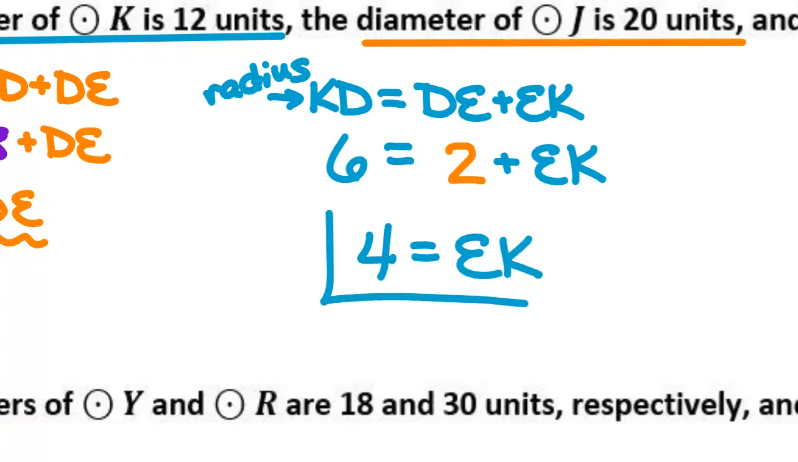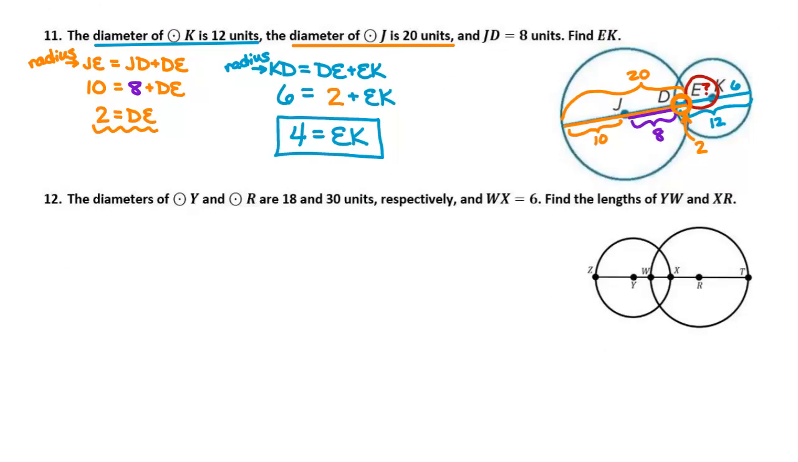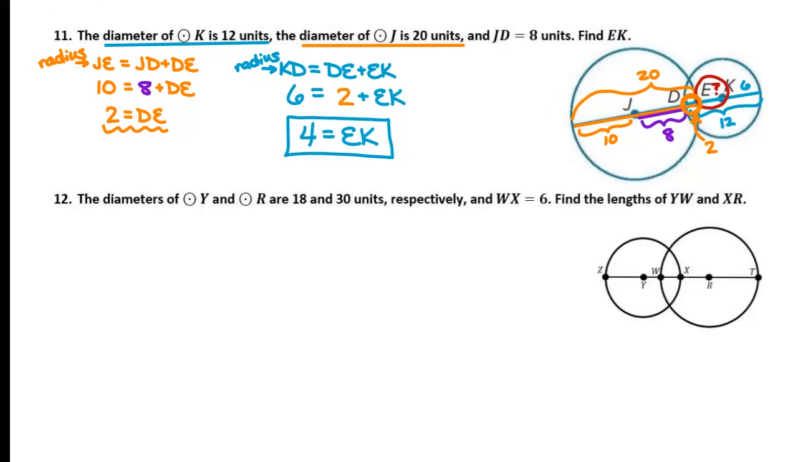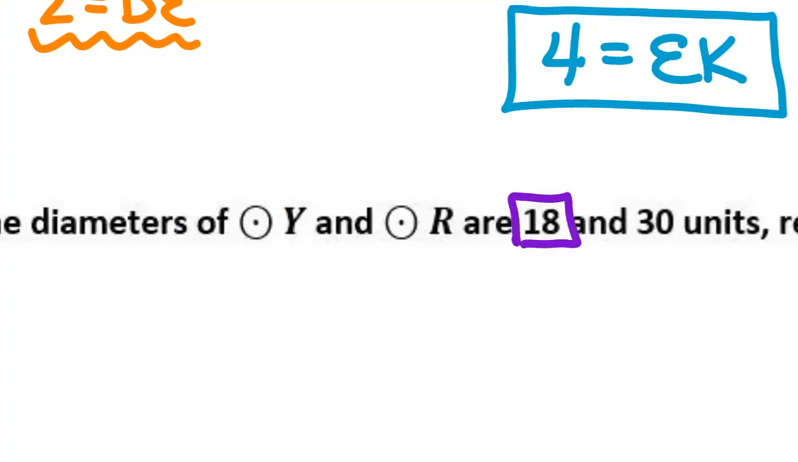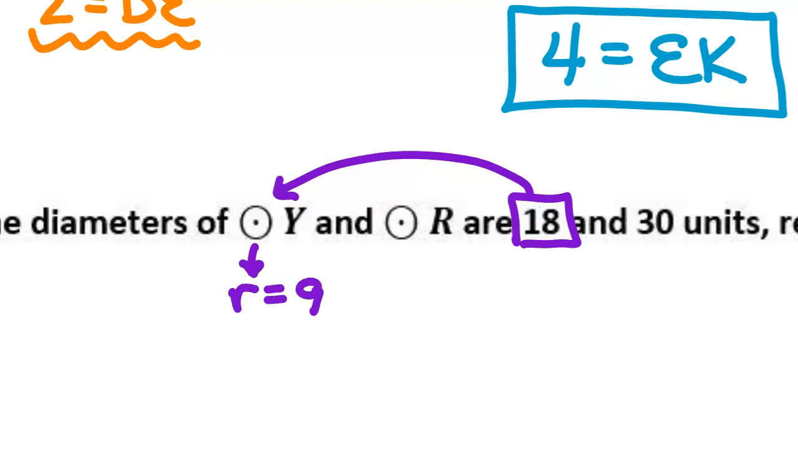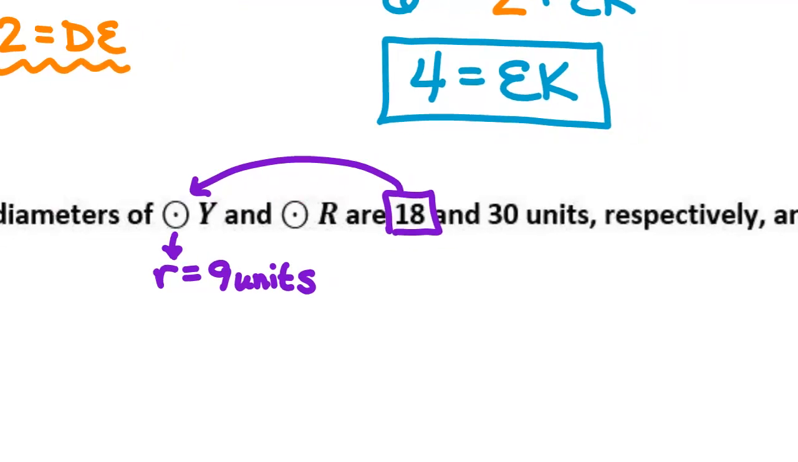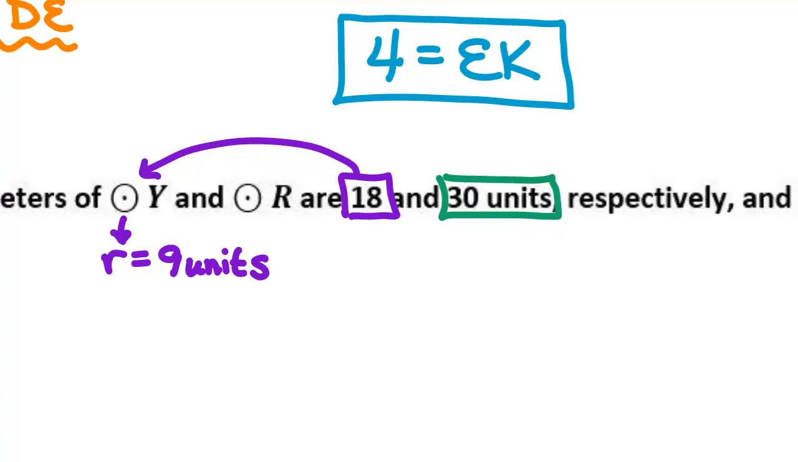Let's try one last problem like that, because we got a lot of overlapping pieces there. The diameters of circle Y and R are 18 and 30 units respectively. So 18 goes with circle Y. If that's the diameter of circle Y, what's the radius of circle Y? 9 units. The diameter of circle R is 30 units, which means it would have a radius of what? 15.